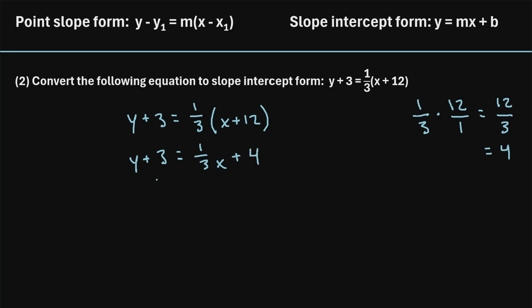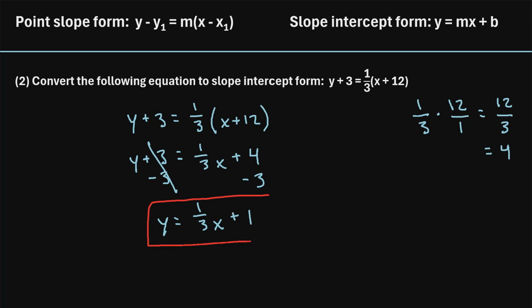So once again, in slope-intercept form, we want the y to be all by itself on this left-hand side. So we can subtract this 3 from both sides. These 3's will cancel out and we'll be left with y is equal to 1/3 x. And then we have 4 minus 3, which is just 1, so plus 1. And this will be our final answer on this one.